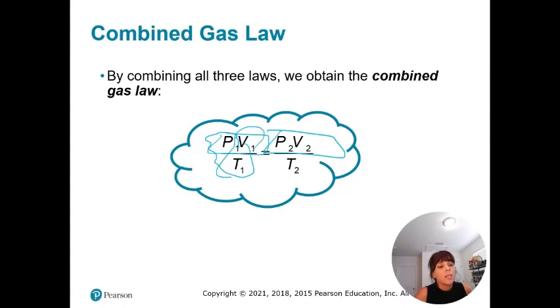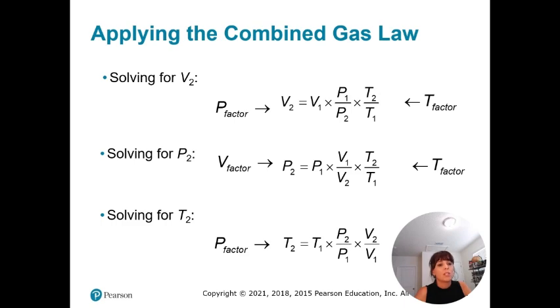And we have V1 over T1 equals V2 over T2. That is Charles' law. So all the laws combine together. Again, if you practice a little bit of algebra, you're going to do great because it will make your life easier. Okay, I have P1 V1 over T1 equals P2 V2 over T2.